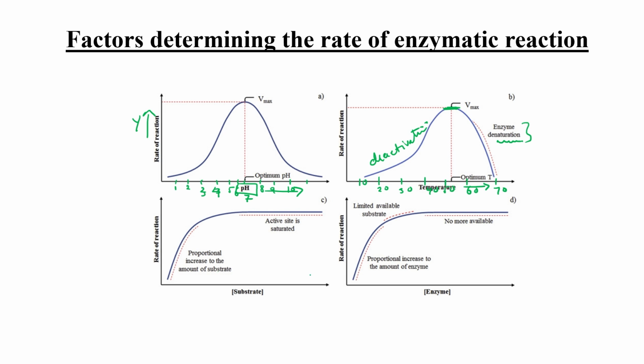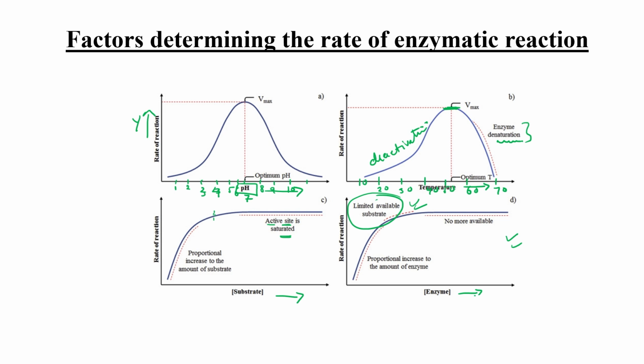Similarly, in these two graphs, on the x-axis, if we increase the substrate concentration, initially the reaction rate increases as we increase the substrate, but after some time, if we again increase the substrate concentration, as all the active sites of the enzyme are saturated with the substrate, there is no enhancement in the reaction rate. Similarly for enzyme, if we continuously increase the enzyme, the substrate acts as a limiting factor. Here the enzyme acts as a limiting factor, and in this case the substrate acts as a limiting factor. So these are certain factors which determine the rate of enzymatic reaction.